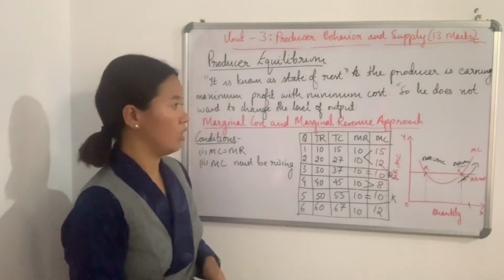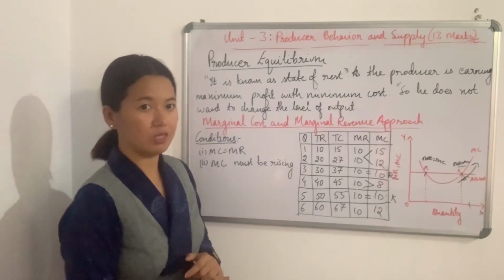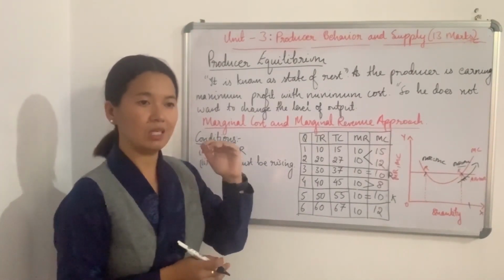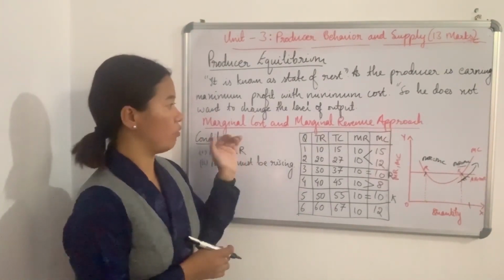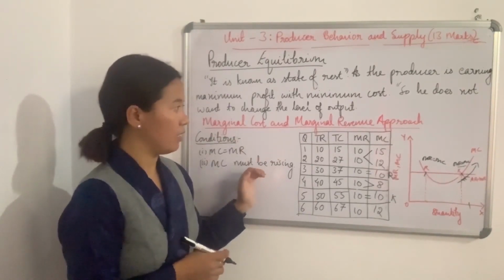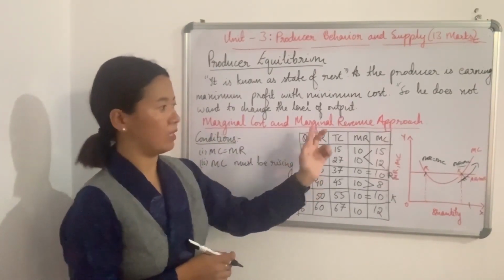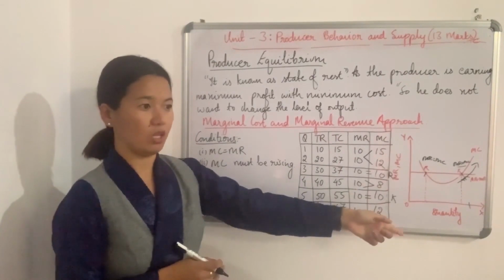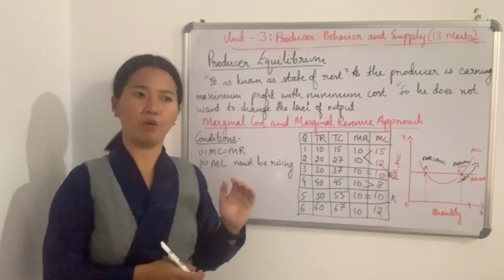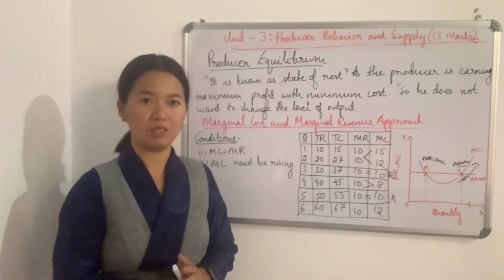So this is the condition of producer equilibrium, where marginal cost is equal to marginal revenue and marginal cost must be rising. This concept will come for 6 marks, and you have to write first the definition, then the conditions with explanation, and then the schedule followed by the diagram and explanation. So this is the most important concept of today's session.